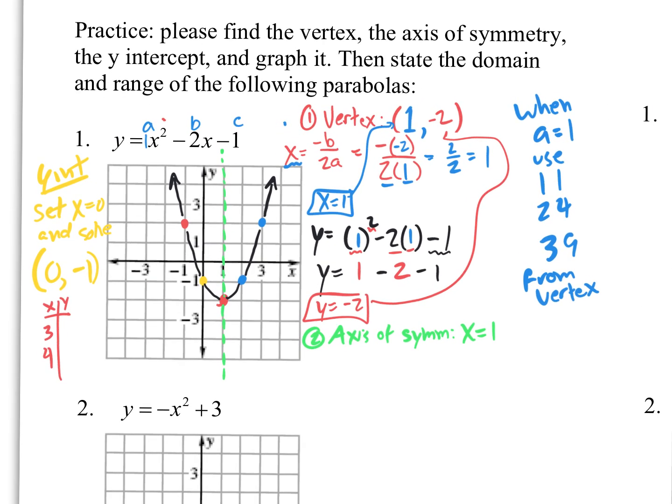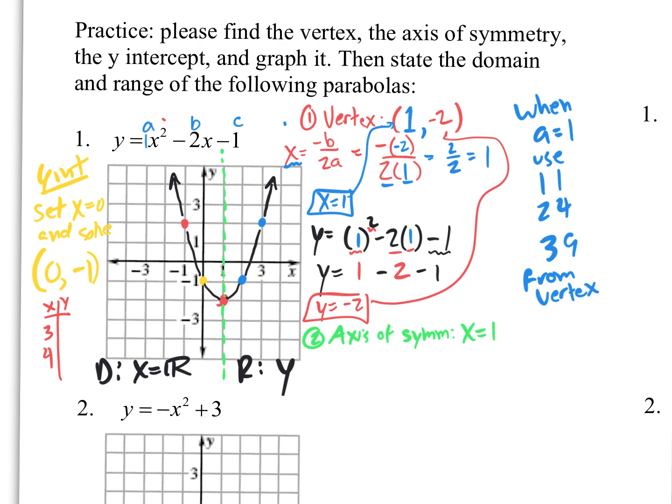What else could we answer? What else did we forget? We forgot about domain and range. The domain, x equals what? All real numbers. That's always going to be true no matter what parabola it is. Doesn't matter if it opens up or down, wide or narrow. It's always going to be x equals all real numbers. How about the range?